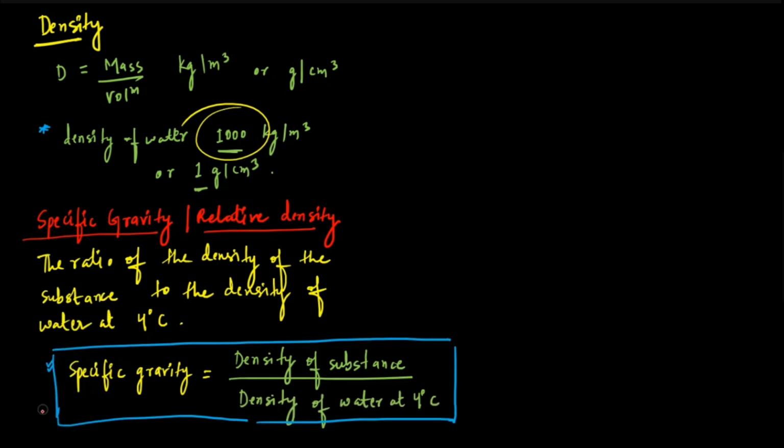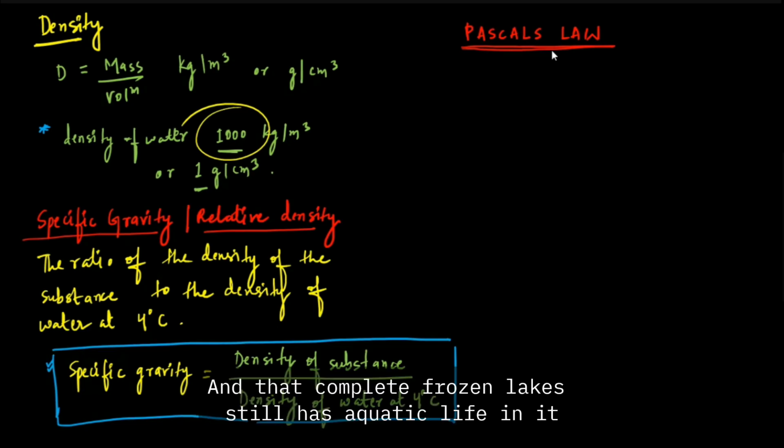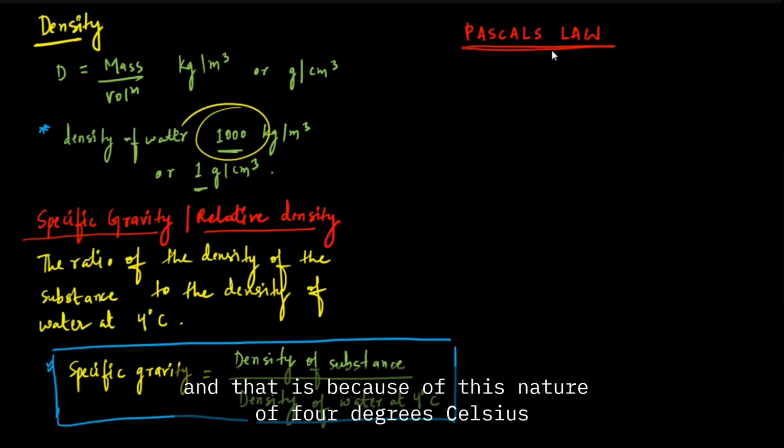But isn't the water in oceans not at 4 degrees though? So how would that impact aquatic life? No, it's not like that. Whenever we are talking about aquatic life in Atlantic regions or in polar regions, there is aquatic life. There exists aquatic life in colder regions like Alaska and some parts of Earth. What we observe is that in winters, lakes go completely frozen, and those completely frozen lakes still have aquatic life in them, and that is because of this nature of 4 degrees Celsius.